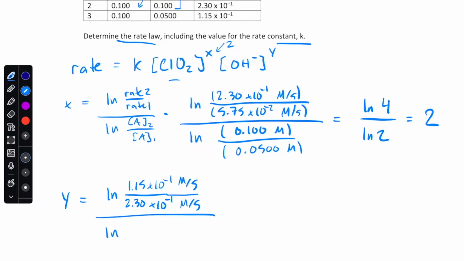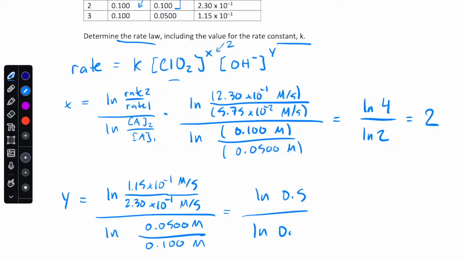Divided by natural log of concentration of hydroxide 2, which is 0.0500 molar, divided by 0.100 molar, equals ln of 0.5 over the ln of 0.5, which is equal to 1.